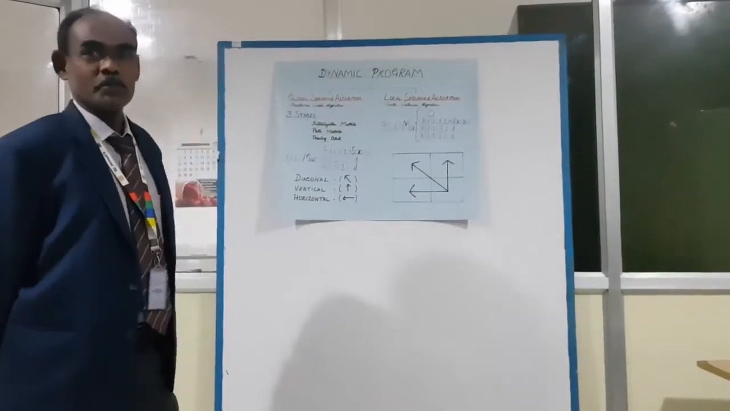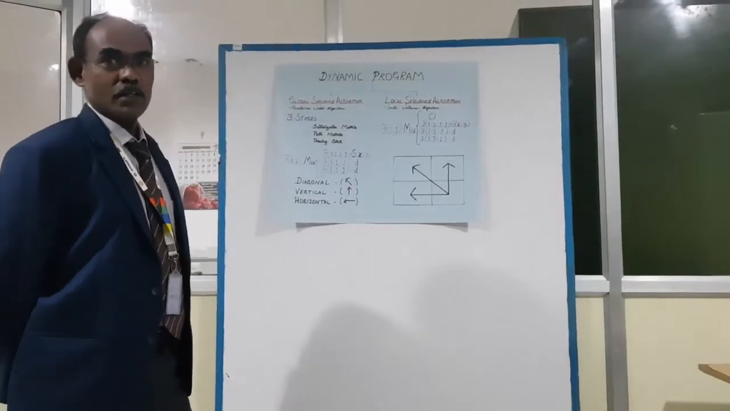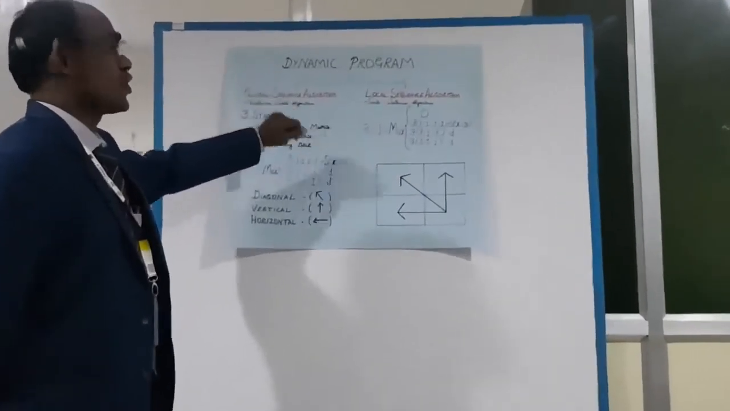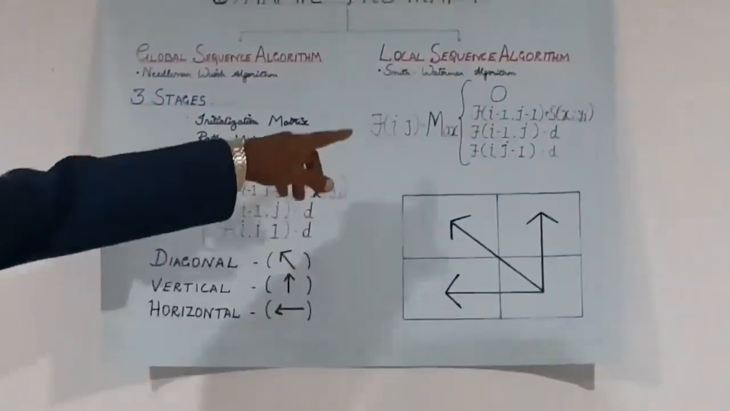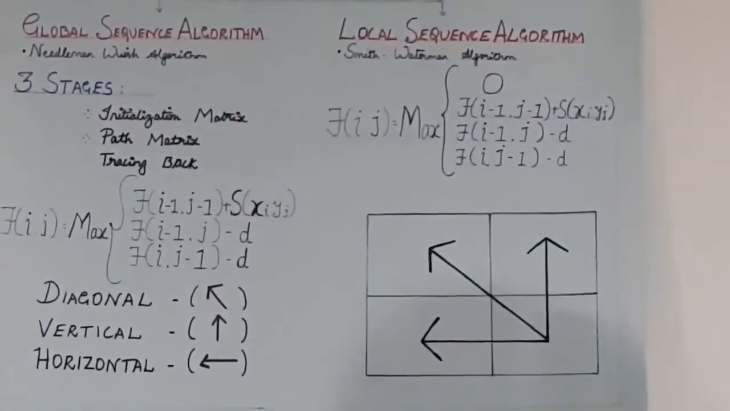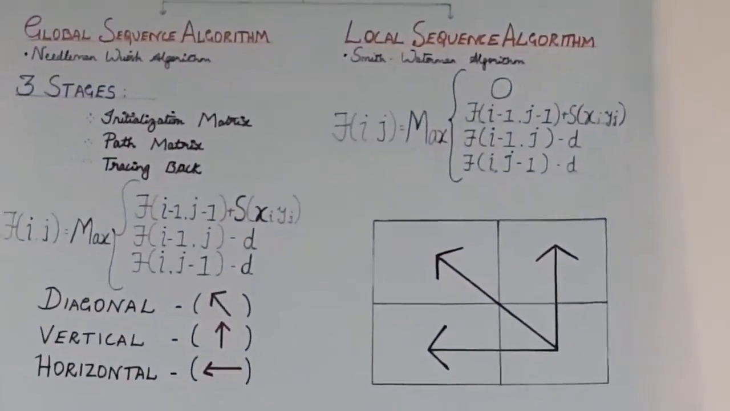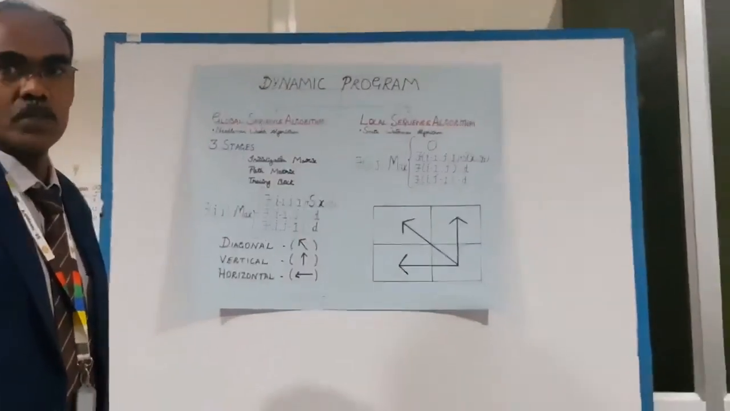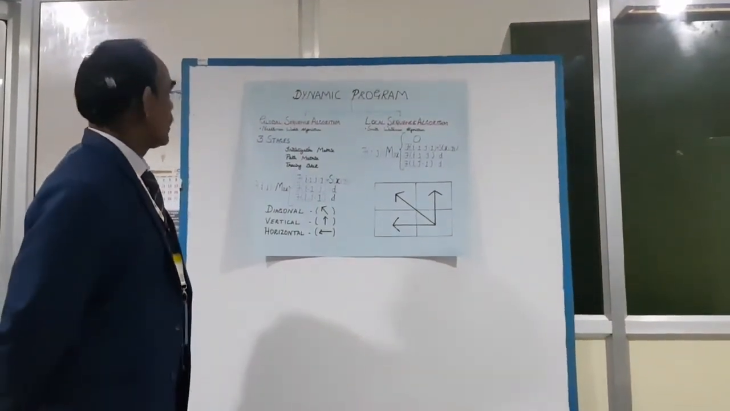Today we are going to see dynamic programming for sequence alignment. Dynamic programming is of two types. The first one is global sequence alignment using the Needleman-Wunsch algorithm, and the second one is local sequence alignment using the Smith-Waterman algorithm. Here, we are going to see global alignment today.